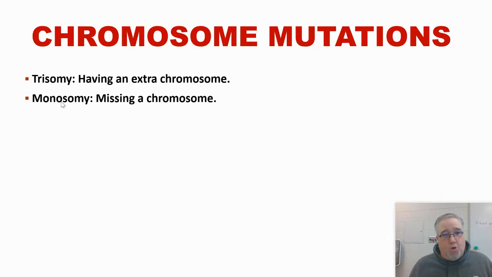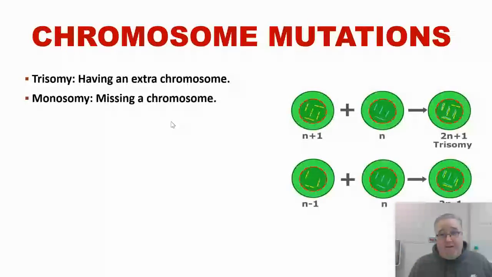They're called trisomy and monosomy. The term trisomy basically refers to having an extra chromosome. So if we're talking about humans, normally we have 46 chromosomes in all of our body cells, but a trisomy would result in an extra. So there would be 47. If it's a monosomy, it would result in missing a chromosome. So instead of 46, you'd have 45.